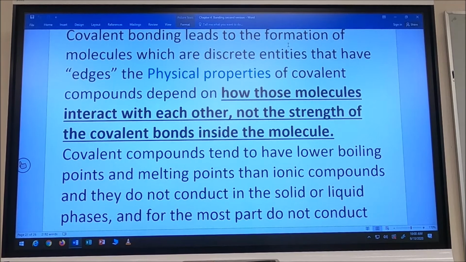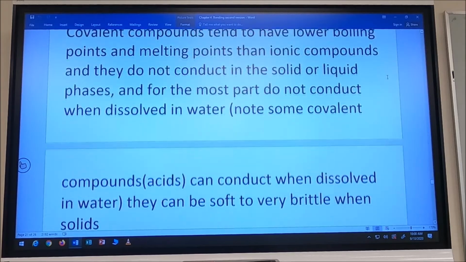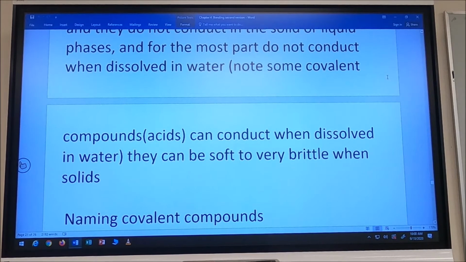So the physical properties of a covalent compound depend on how the molecules interact with each other and not the strength of the covalent bond inside the molecule. So the range of melting points and boiling points and behaviors of the covalent compounds are quite different than those of the ionic compounds. Covalent compounds have a tendency to have lower boiling points, lower melting points than ionic compounds. They don't conduct in the solid or the liquid phase. And for the most part, they don't conduct when they're dissolved in water. Okay, we'll talk about a special group of compounds called acids. They behave a little differently. And they can be anywhere from soft to very brittle.